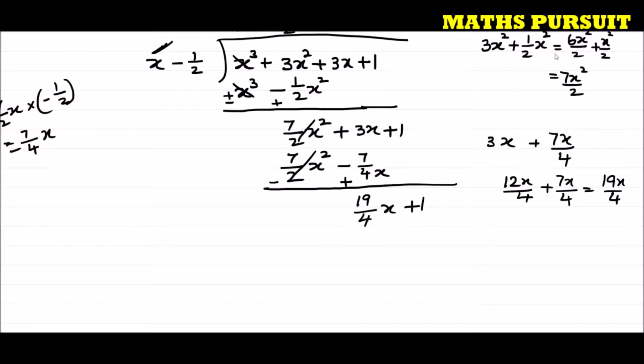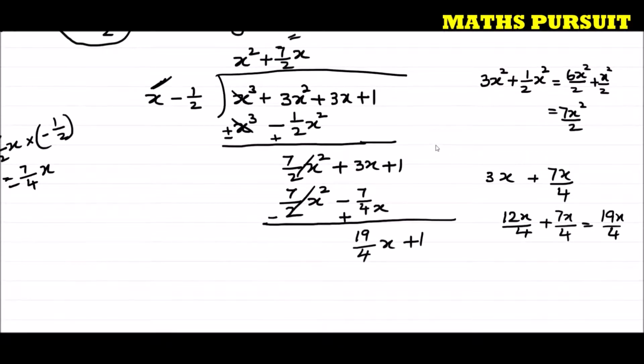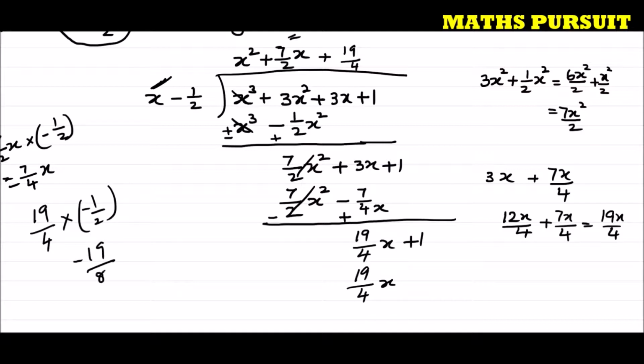Now again the question comes: what should I multiply to the x so that I can get 19 by 4x? If I multiply 19 by 4 to this x, we will get 19 by 4x. So I am multiplying 19 by 4. So we are getting 19 by 4x, and again 19 by 4 into minus 1 by 2. So what are we getting? Minus 19 by 8.